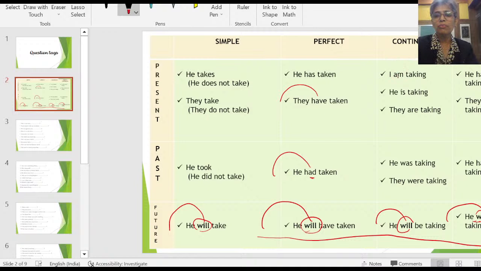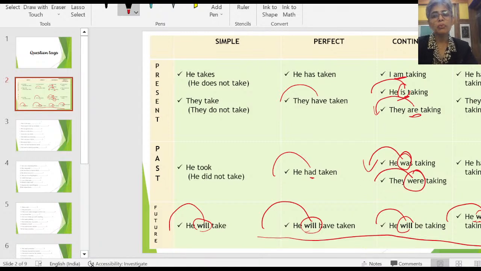Over here, which helping verb can you identify? We have am, we have is, and we have are. When is comes before the subject, it becomes he is taking, isn't he? Is plus not, isn't he? They are taking. Are comes before the subject, and it will become aren't they? He was taking will become wasn't he? They were taking will become weren't, W-E-R-E, were not they, weren't they?